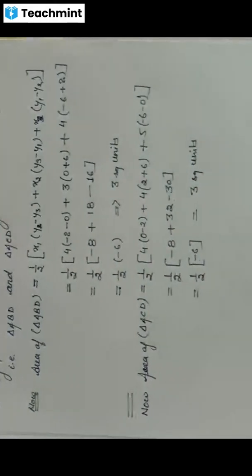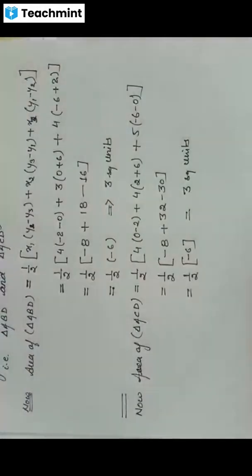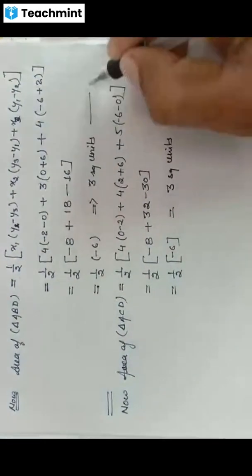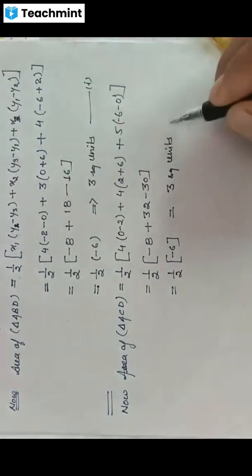It won't be -3. We will ignore the negative sign, because the area of a triangle won't be negative. Is it clear? Now from these equations, I am going to take this one first, and this one second.